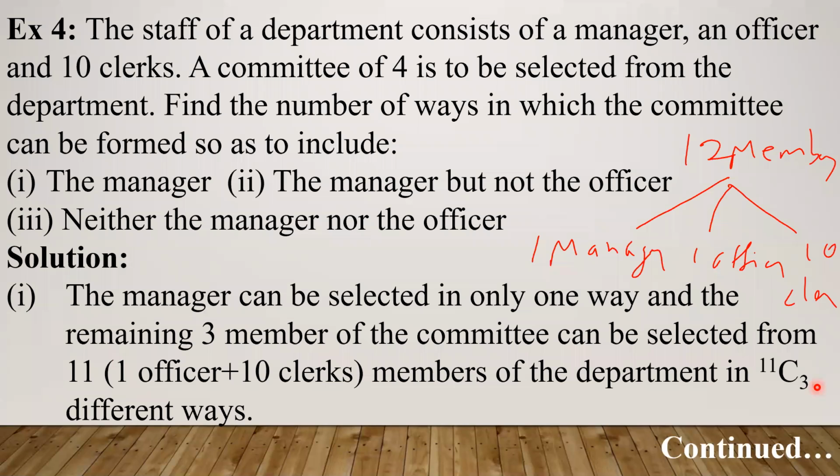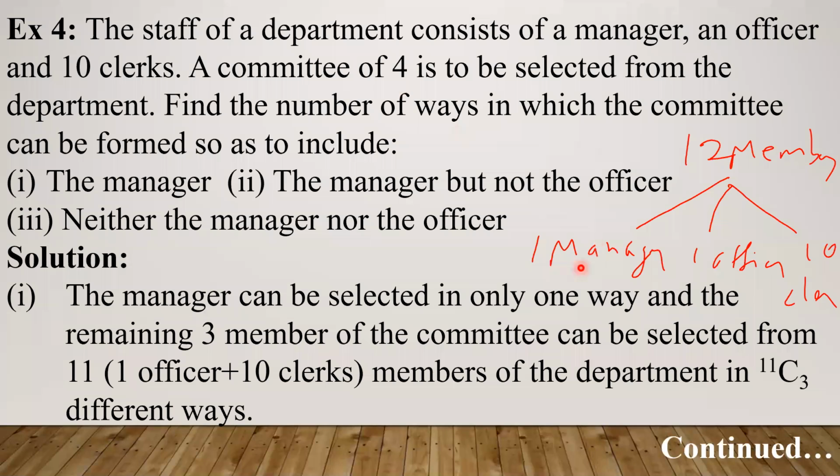I hope you are understanding. You have to form the committee of 4 people. The department has one manager, one officer and 10 clerks, so total 12 people. We have to select 4 people from these 12 and form a committee. Now what does my first question say? The committee should include the manager. Compulsorily the manager should be one of the 4. There is only one manager, so we put the manager in the committee. It can be done in only one way because there is only one manager.